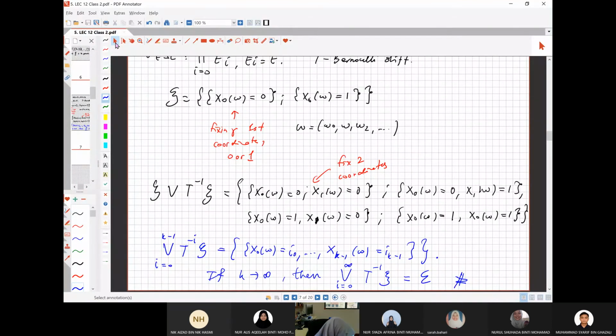Okay, so this one I write as k minus 1 because this one we fix to the kth coordinate. So if k goes to infinity, then this one becomes infinity, and that means the join of this whole partitions is equal to epsilon. So if you got this equal to epsilon, you mean that your psi is the generator. So the conclusion is your psi is the generator. Okay.